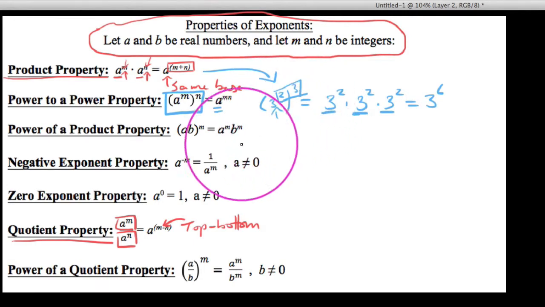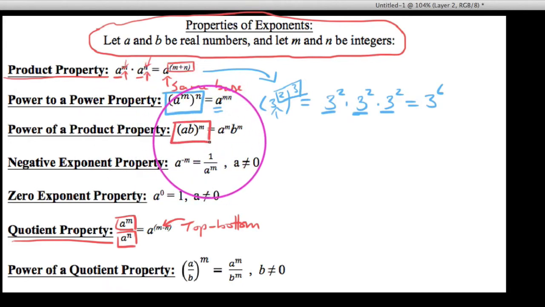Okay. So the power of a product property, the interesting thing is the power of a product property is just an extension of the power to a power property. I want to point this out. This a in here is being taken to the first, and the b is being taken to the first by default. Anything that doesn't have an exponent listed has 1 for an exponent. And so really what we're doing is saying if we had an entire product that's being raised to a power, we can distribute the exponent and multiply it by everybody's exponents on the inside. So ab to the m is the same as a to the m times b to the m.